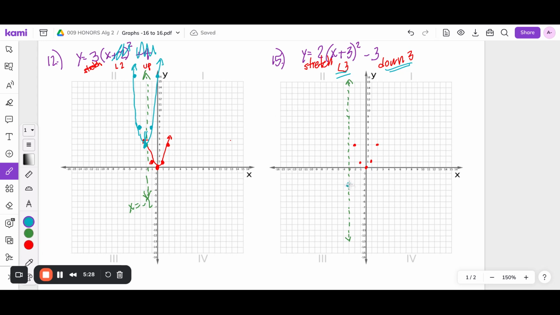And now from this point, I'm going to say to the right 1 unit is when x is 1, 1 squared is 1, but I have to stretch by 2. So I'm here. And since that point is 1 unit away on the right side of the axis of symmetry, the corresponding point would be 1 unit to the left.